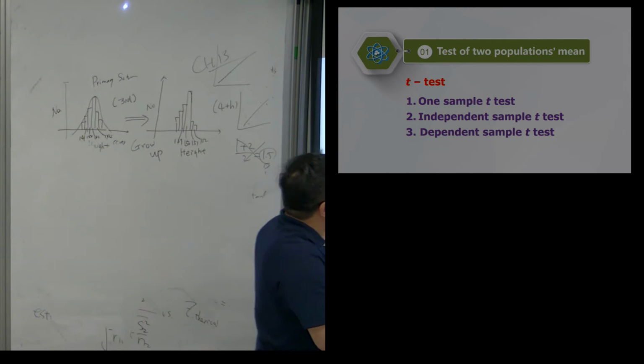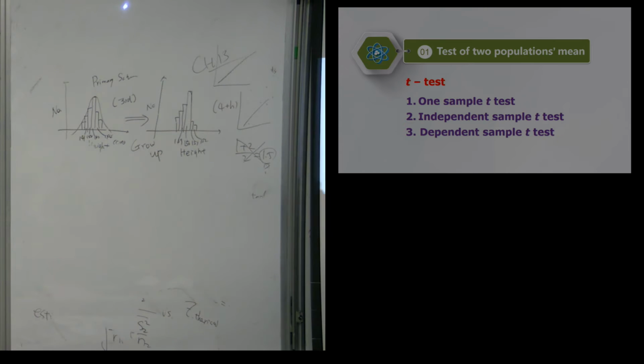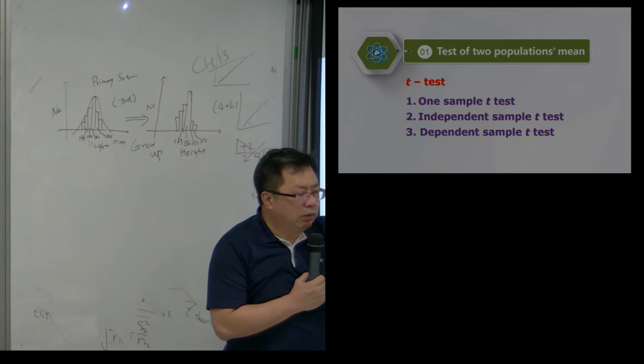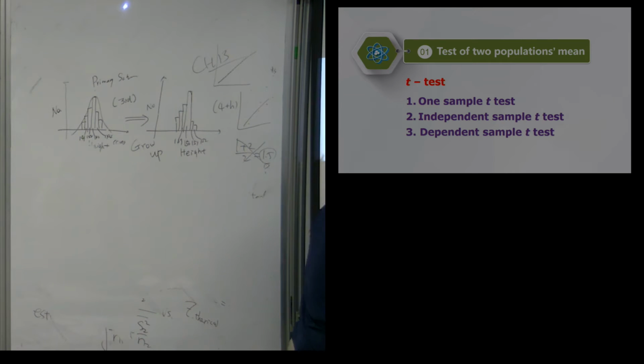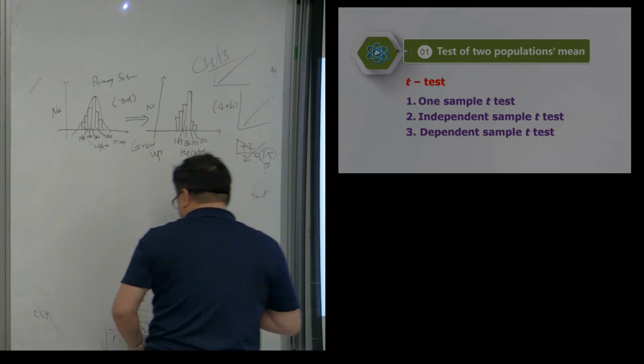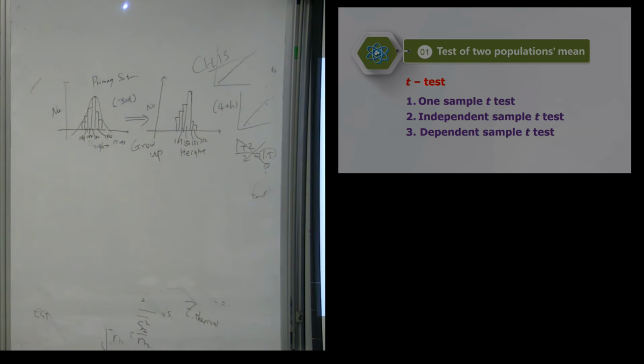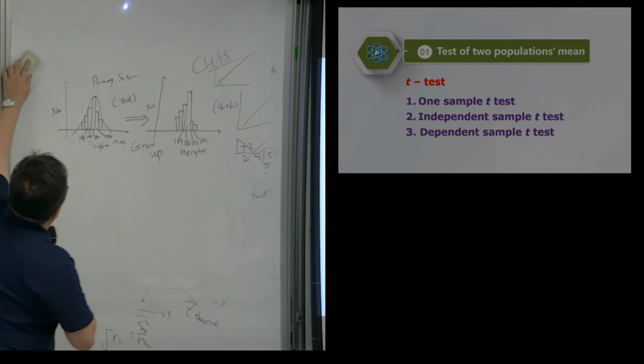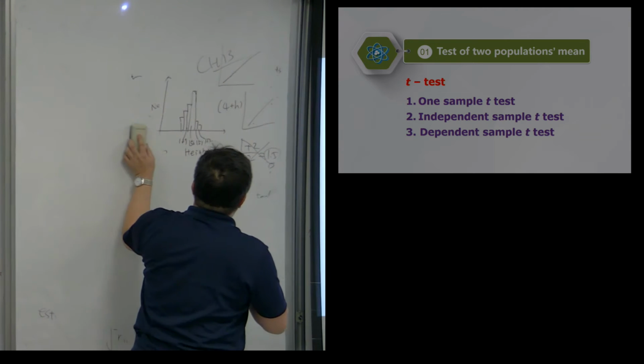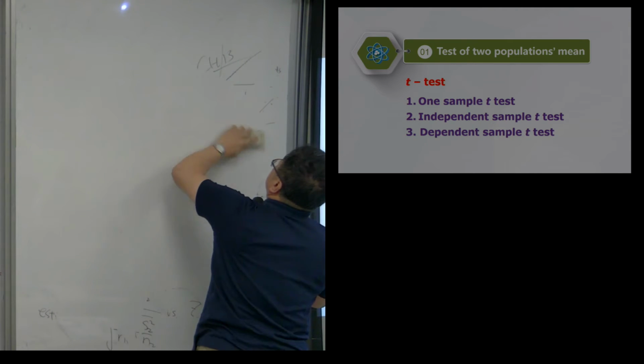Okay, from now on, if you want to compare, if you want to test the two populations' mean, only three methods. One is one sample t-test. Second is independent sample t-test. The third is dependent sample t-test. Okay. When we use the one sample t-test, when?